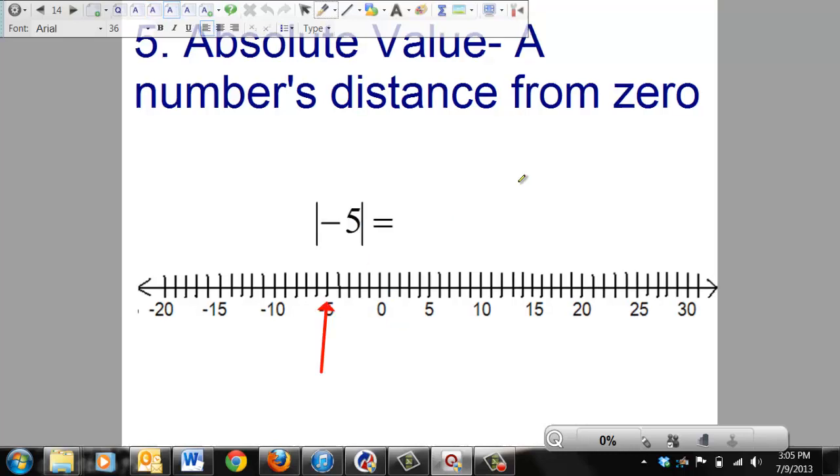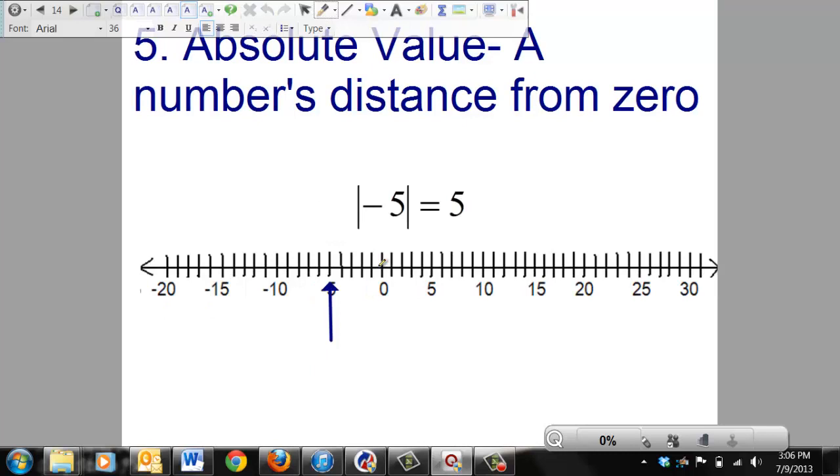A negative 5, which you can see we've got the absolute value symbols here, and we want to know the absolute value of negative 5. Well, how far is 5 from 0? 1, 2, 3, 4, 5. Absolute value of negative 5 is 5. It's a positive answer again. And that leads you to a very important key concept. The answer to an absolute value problem is always positive.